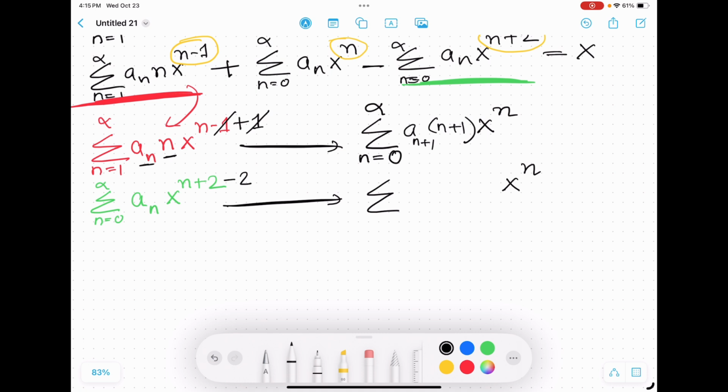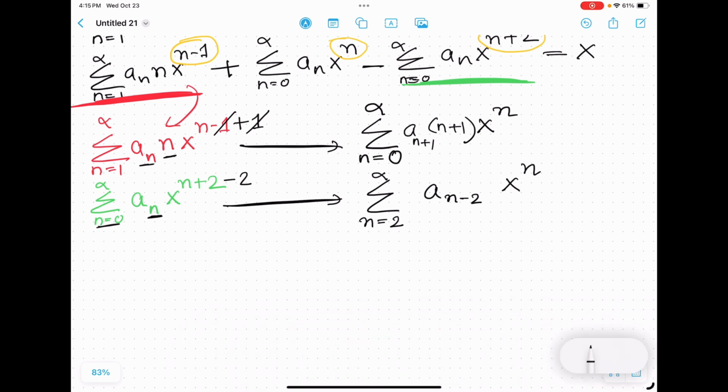So that means my a sub n becomes a sub n minus 2. All right, so again, since all my n's in my power series decreased by 2, that means my starting index increases by 2. This means that instead of starting from n equal to 0, it's going to start from n equal to 2 to infinity. Okay, so I have also transformed my third power series.